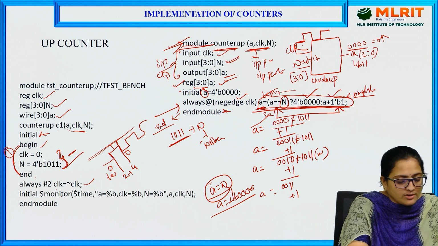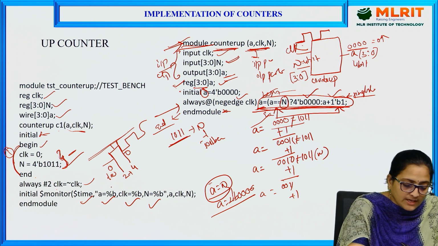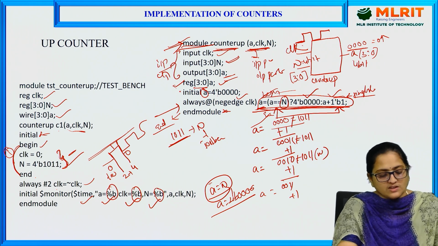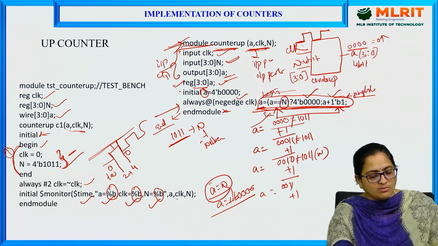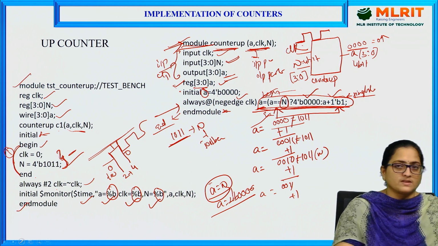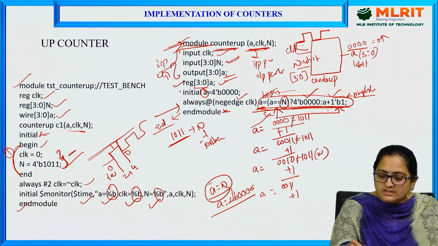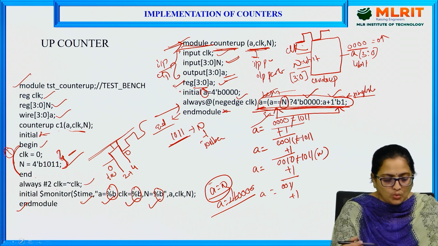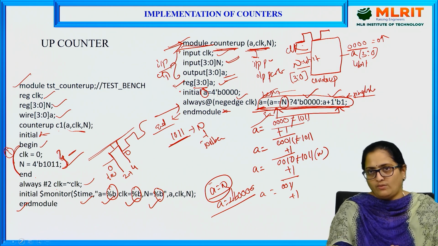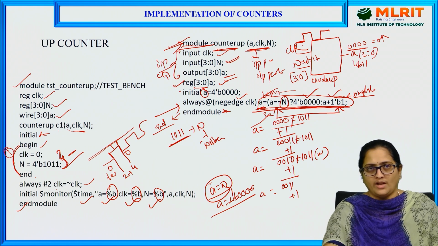An initial $monitor with respect to time: I want to check the A value, clock and N value in binary form. That is why I have taken %b, and the same sequence which I have written, that is A, clock, and N, I have represented as A, comma, clock, comma, N. And module represents the keyword for the start of the code, and endmodule represents the ending of the module. So if you can see here, this is counting from 0000 to 1011 by adding 1 to the A value. So this is called an up counter. It is incrementing by 1.